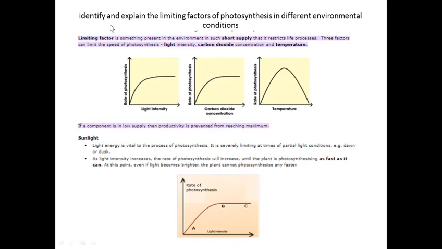A limiting factor is something present in the environment in such short supply that it restricts life processes. Three factors can limit the speed of photosynthesis: light intensity, carbon dioxide gas concentration, and temperature. Here you see a graph of all these three factors. First, light intensity and the rate of photosynthesis. When the plant gets a sufficient amount of light, the rate of photosynthesis is going to be constant. You can see here the line becomes horizontal. It shows that the rate of photosynthesis becomes constant.